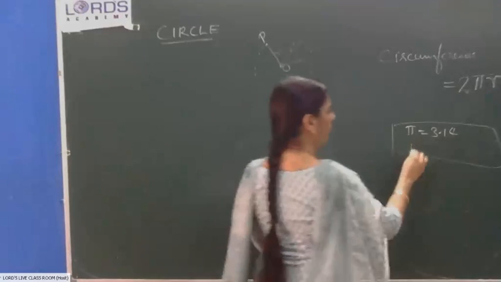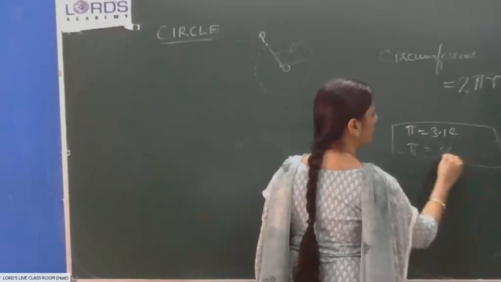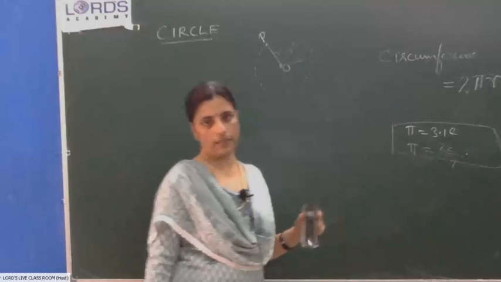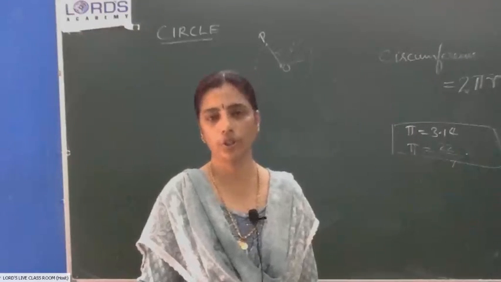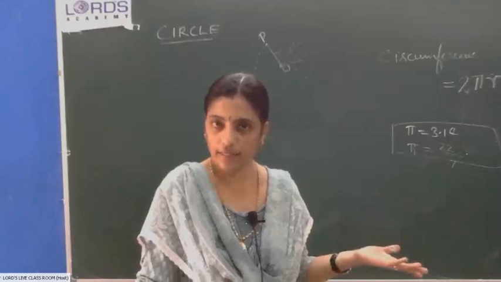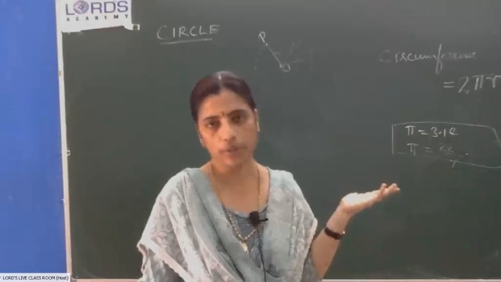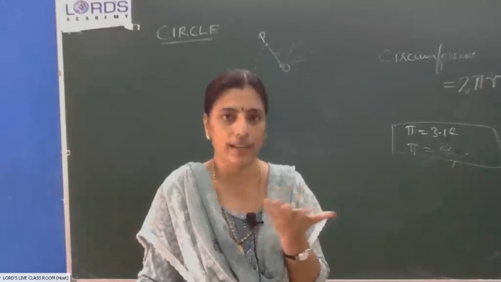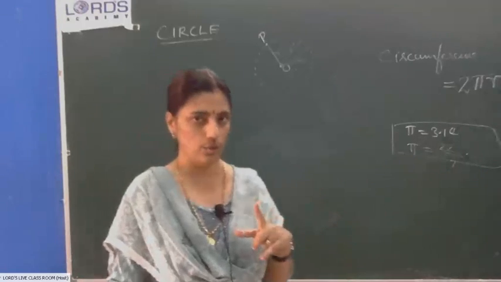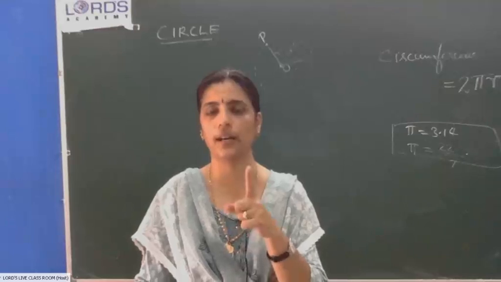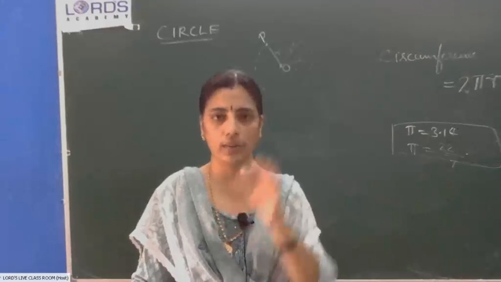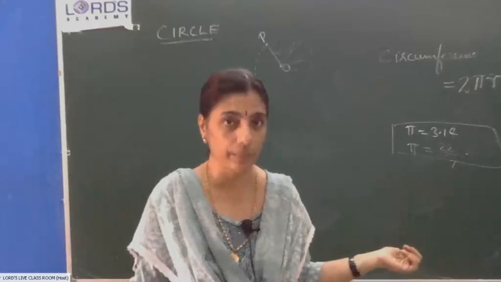In fraction form, the value of pi is 22 by 7. Two values are there, either 3.14 or 22 by 7. If they didn't tell anything, you can take either value. Don't write pi as such. If nothing is told, use 22 by 7, because that's easier to calculate. Simplification and cutting will come.